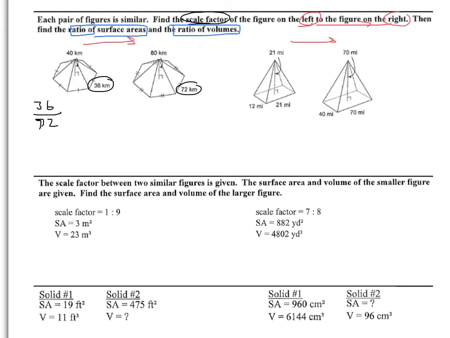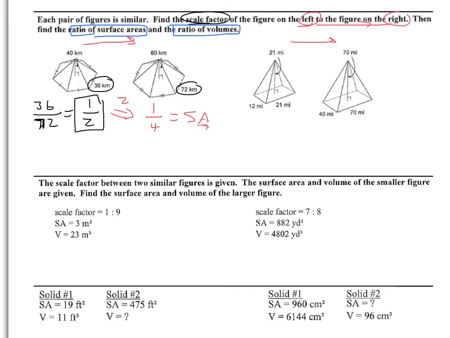They ask for a scale factor, so we have to reduce. If I reduce the scale factor, I get 1/2. This is the scale factor. Now if I square that, 1/2 squared is 1 squared, which is 1, 2 squared, which is 4. I get the ratio of surface areas.